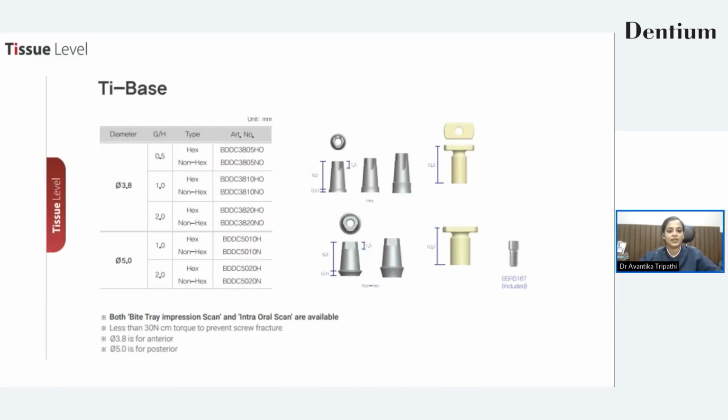This is the TI base. Again, the tissue level TI base also has a side cut on it, which will allow us to tilt the angle up to 15 degrees so that we can shift the labial access hole to the palatal side.